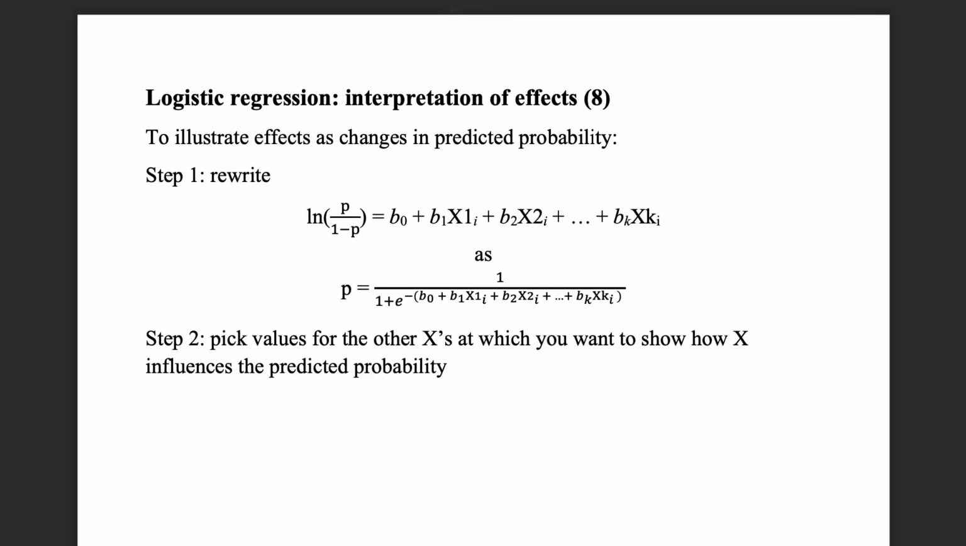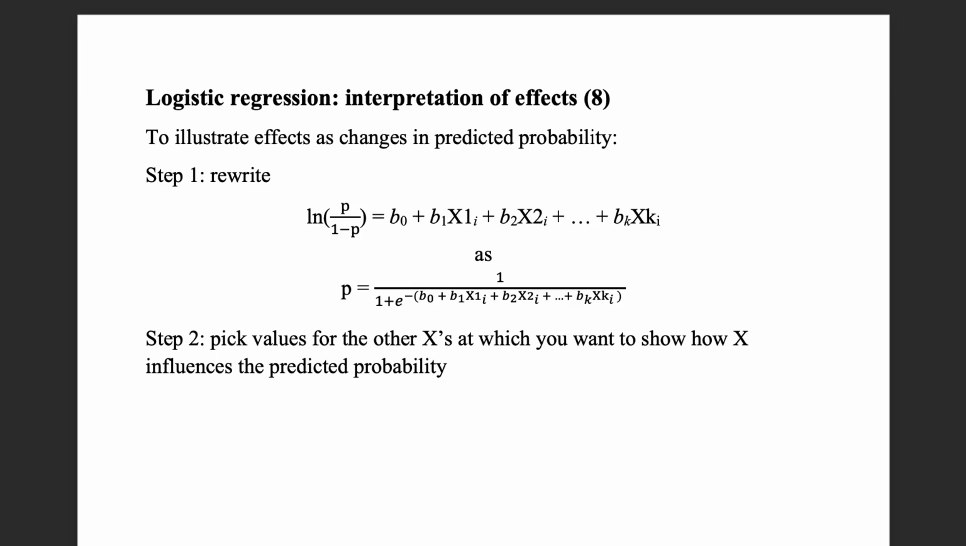Step two would be, well, think about, okay, I want to say something about the effect of one x variable on my dependent variable, on the predicted probability of the event happening. For what values on the other x variables do I want to show this predicted probability? Because again, the changes in predicted probability also depend on what the values are on x2, x3, x4, x5, all the other x variables in your model if you want to show what the effect is of x1. So you need to pick values for the other x's in your model.